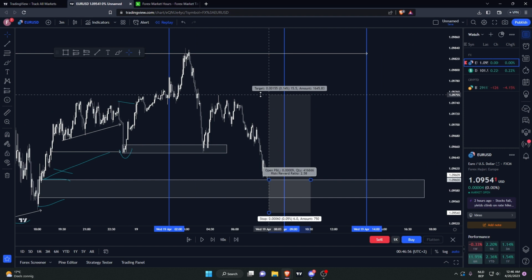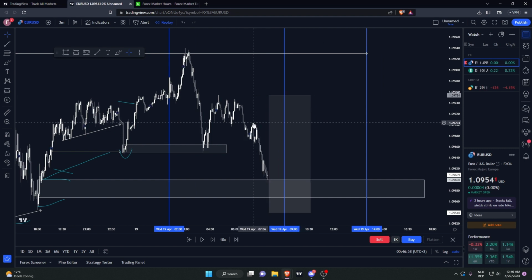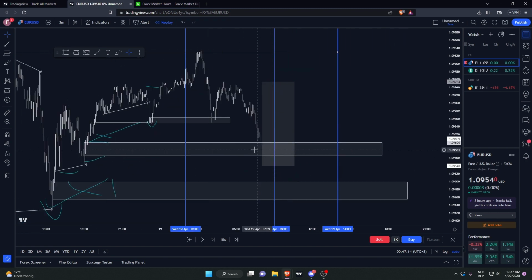You could target those highs. You could even target these highs. It's all personal preference. Personally, looking at this, I would first of all wait, because you always want to wait for price to first do its thing. So we're going to see.